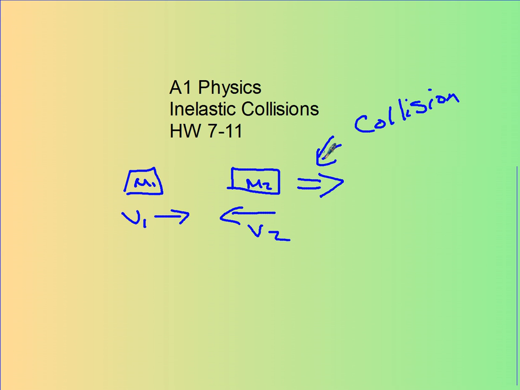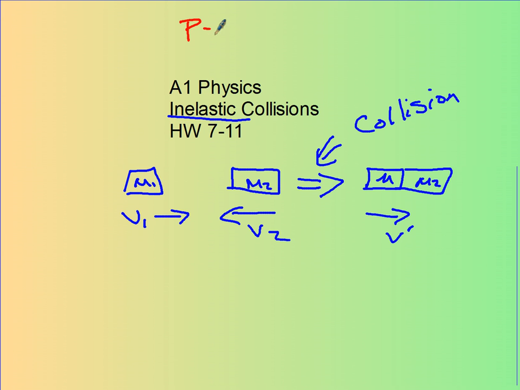Alright, so something has happened, there's been an impact. In an inelastic collision, they're always going to stick together. So you're going to have m1 stuck to m2. And we're going to say they move off with some velocity v prime. That prime always means after collision. Now, let's see how we read these problems.